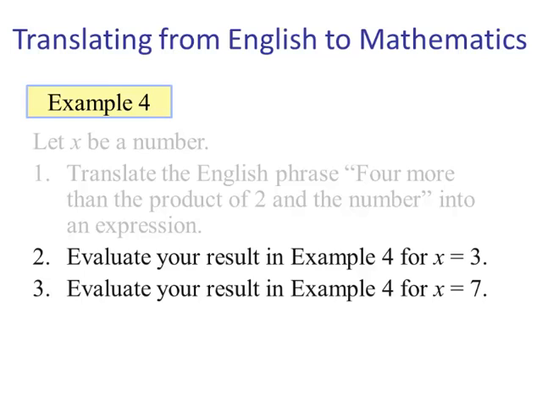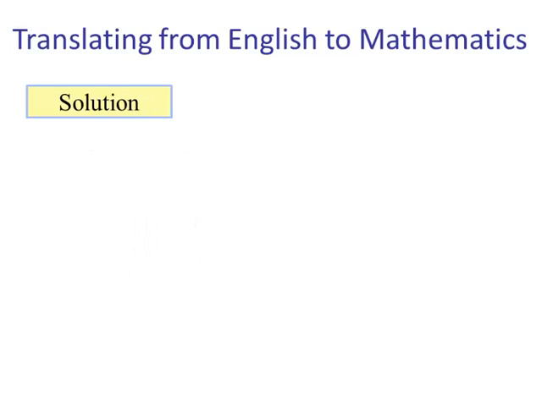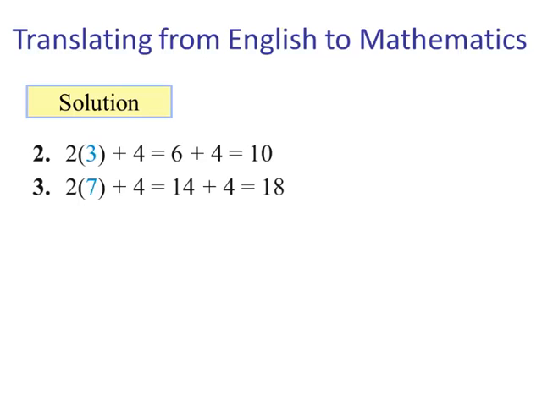Number 2, evaluate your results in example 4 for x equals 3. And number 3, evaluate your results in example 4 for x equals 7. So all we have to do is substitute these values in for x in the expression. So 2 times 3 plus 4 is 6 plus 4, which is 10. And for number 3, 2 times 7, which is 14, plus 4 is 18.